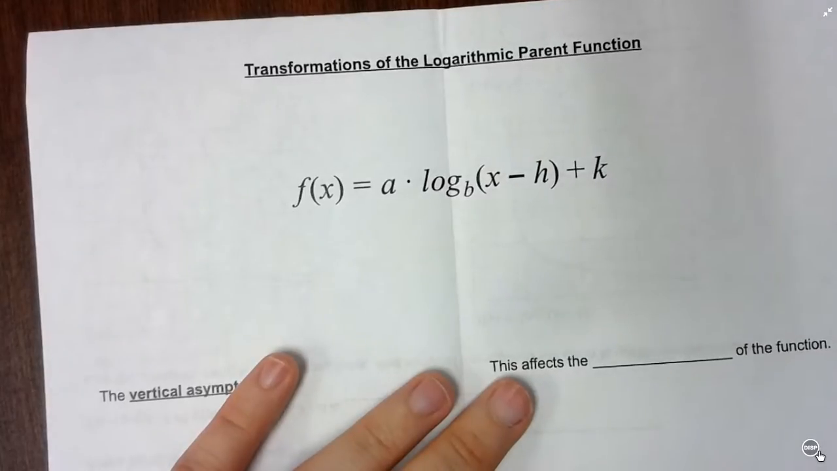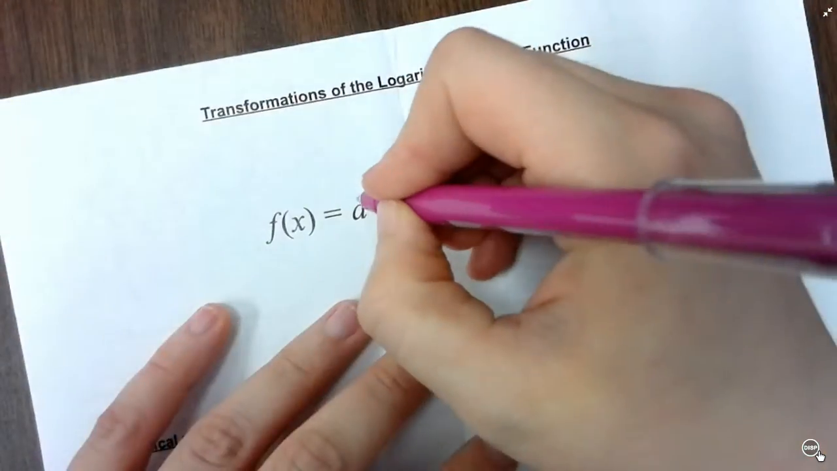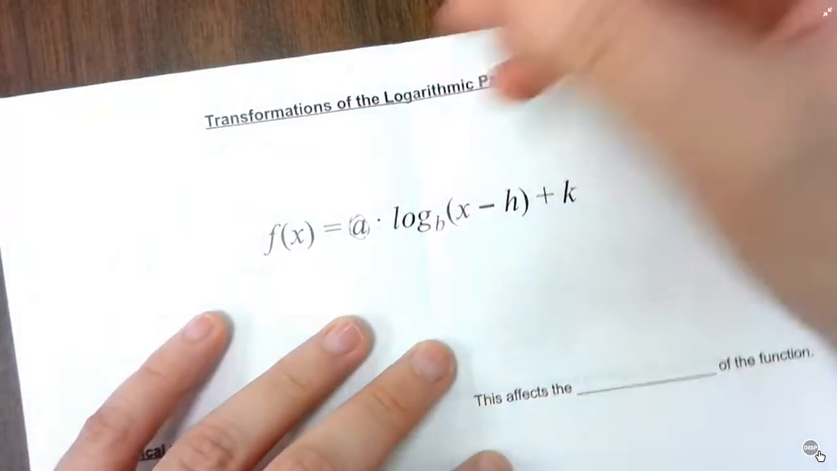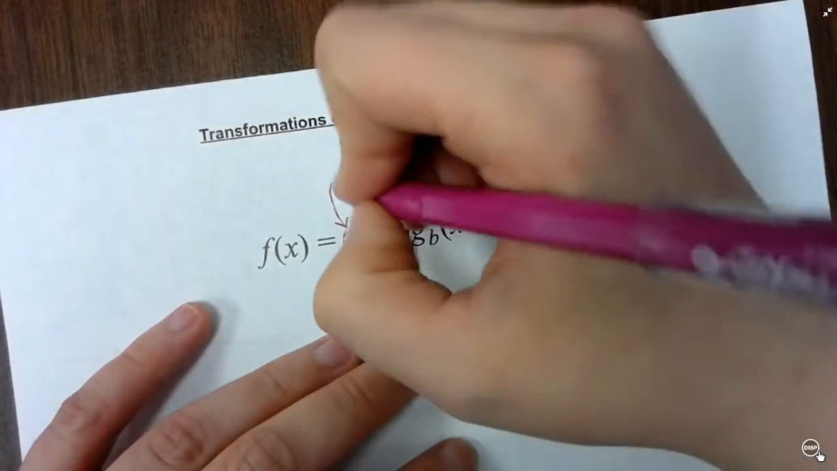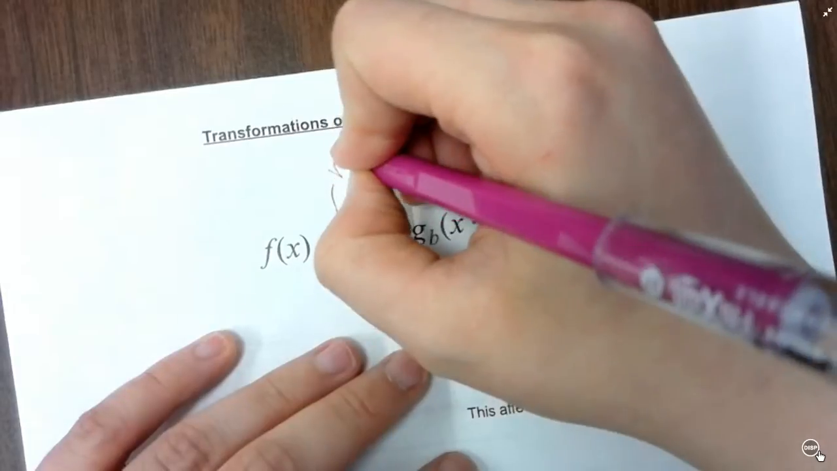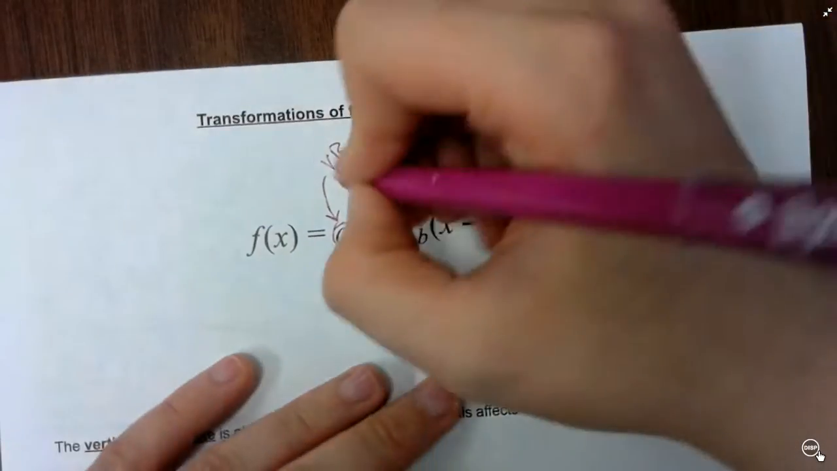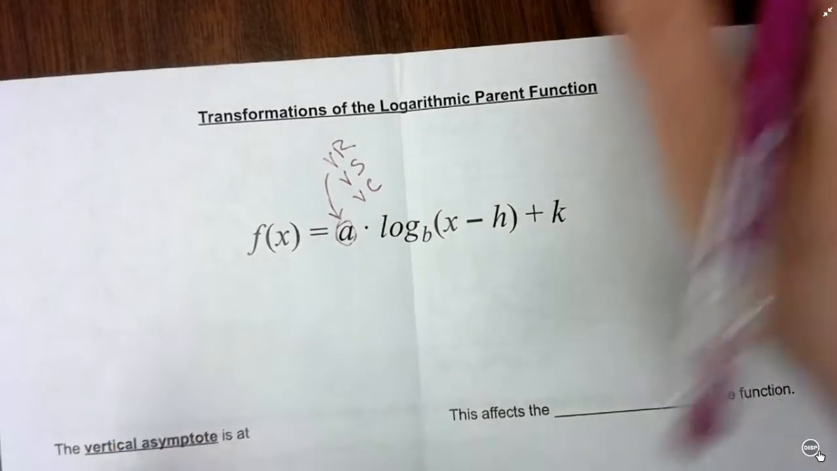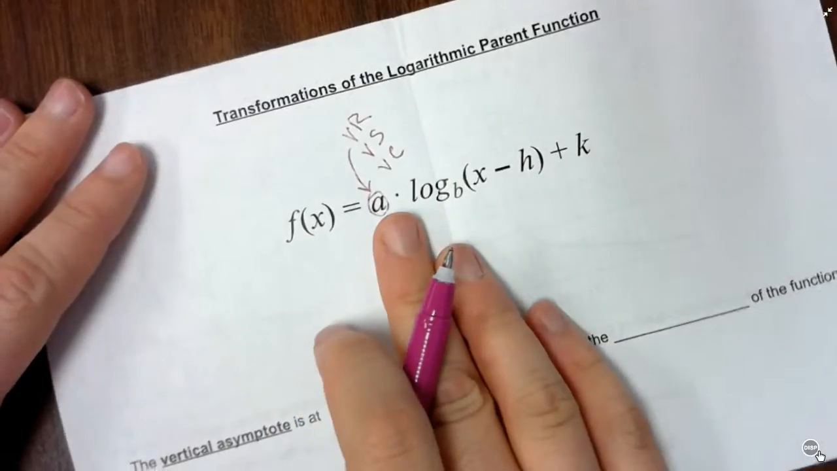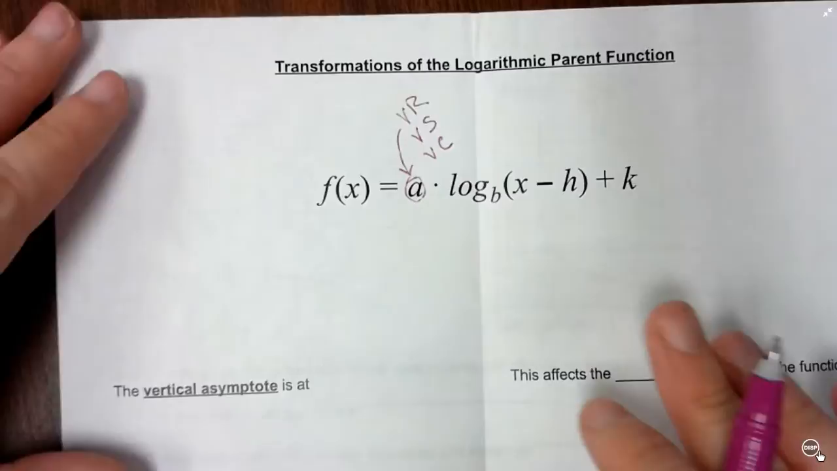For our a value, we're actually going to do a few examples of that because that is where most people get confused, is the a value. You guys are pretty good about h and k. So the a tells you if there's been a vertical reflection, a vertical stretch, or a vertical compression, or more than one of those. So here's where the confusion sets in that I see.